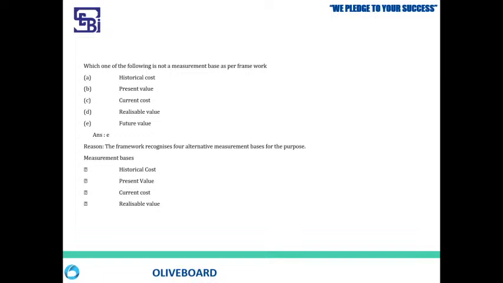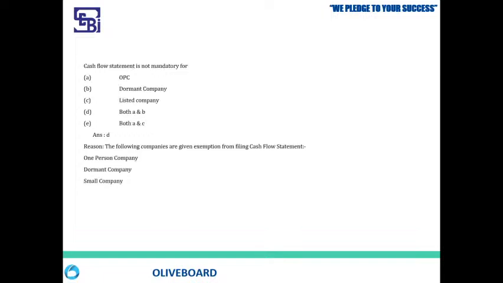Your framework is nothing but your accounting guidelines. It is set by the Companies Act and by accounting standards. There, how many measurement bases have they given? 4 measurement bases: historical cost, present value, current cost, and realizable value. You're getting it? So the question here is which one is not a measurement base. Future value is not a measurement base. You cannot do that.